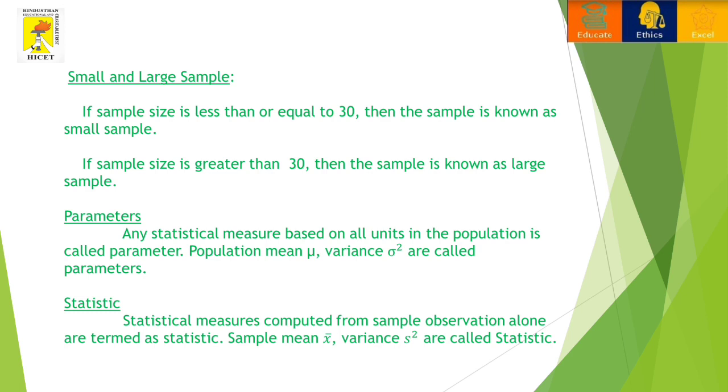Parameters. Any statistical measure based on all units in the population is called parameter. Population mean mu and variance sigma square are called parameters. Next one is statistic. Statistical measures computed from sample observations alone are termed as statistic. Sample mean x bar and variance s square are called statistic.